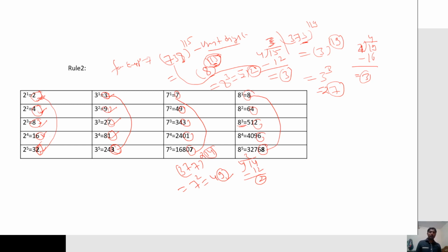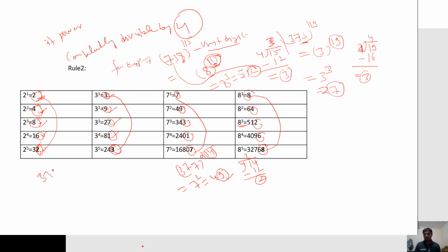This is the rule for 2, 3, 7 and 8, and the last rule is for 0, 1, 5 and 6. Okay. If the power is completely divisible by 4, then what will we do if the power is completely divisible by 4?